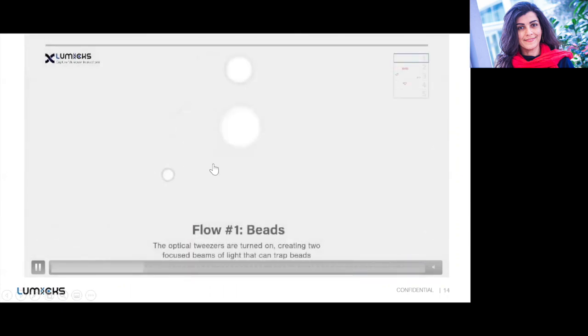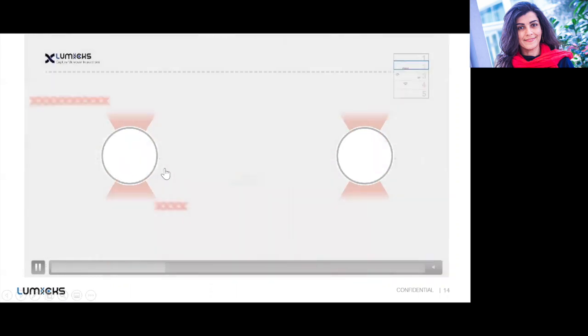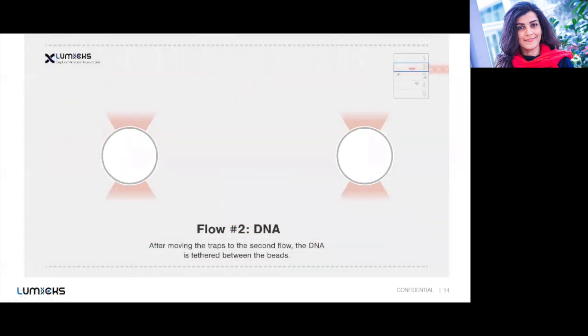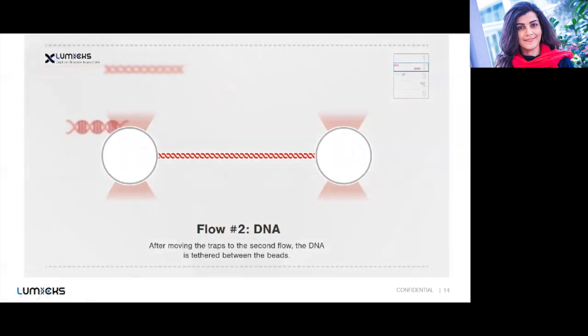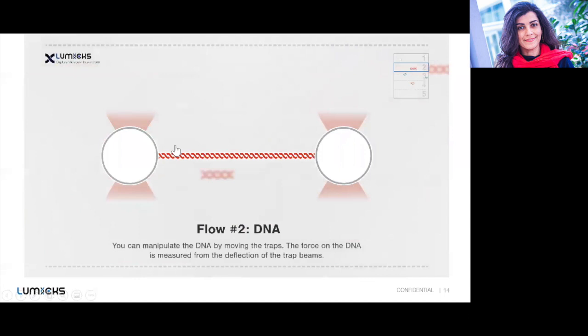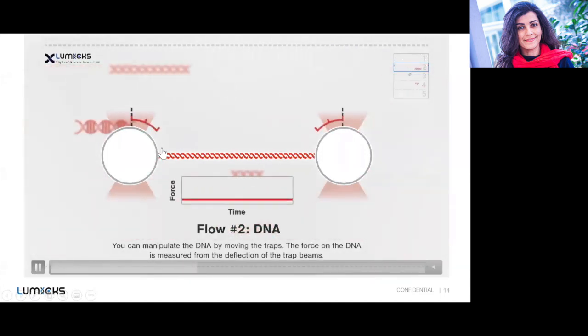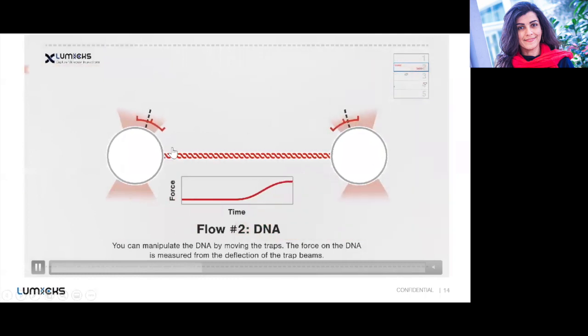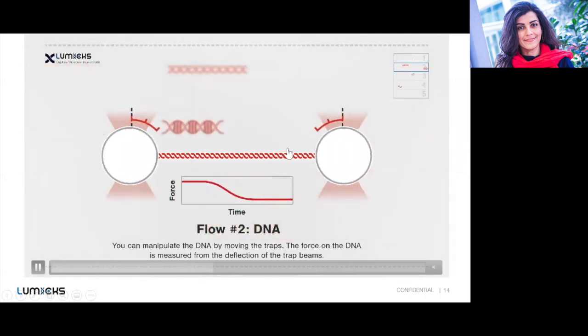For example, in the first chamber, we're flowing in the beads, and we turn on the IR laser to trap these beads that are functionalized with streptavidin. In the second channel, we have the DNA flowing. The DNA has biotin on it. So now the DNA binds to these beads, and to make sure that the DNA is tethered between these two beads, we apply force to it and extend the DNA.